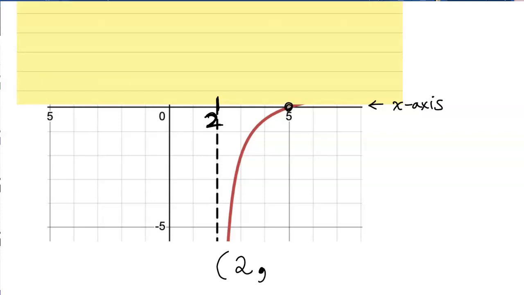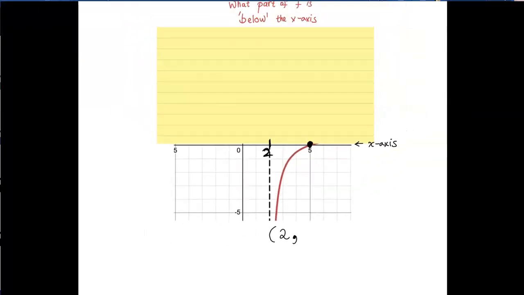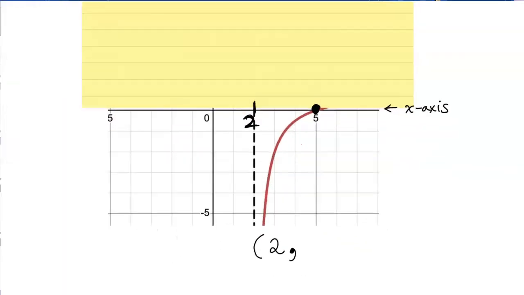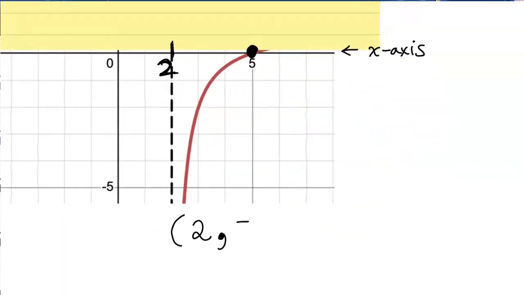And notice that this graph touches the x-axis at 5, right? But they did say they strictly want the part below the x-axis, not on the x-axis. So we will say 5 and draw a parenthesis after it. And that's the answer. Now, I'm going to try to make up another one for you.